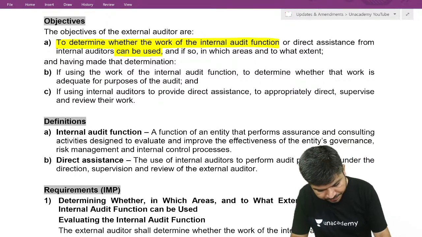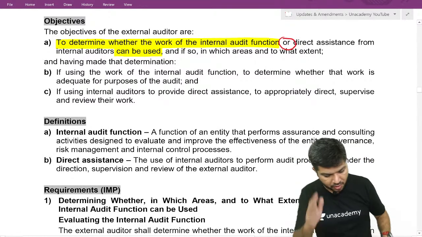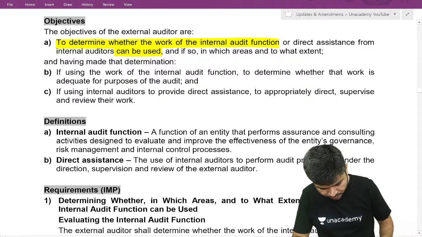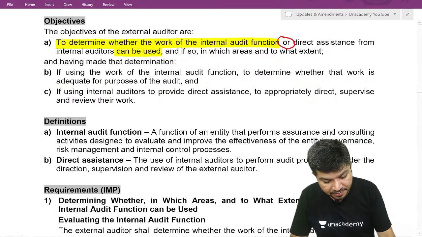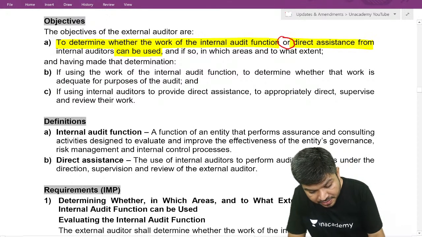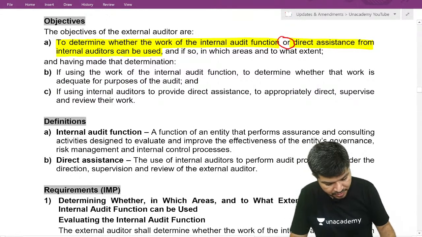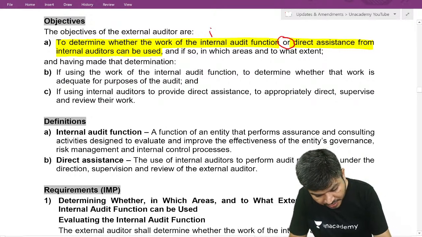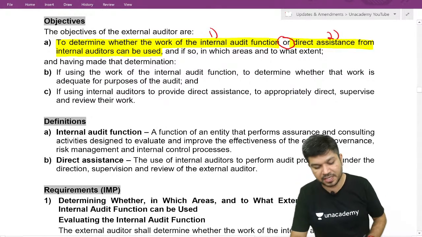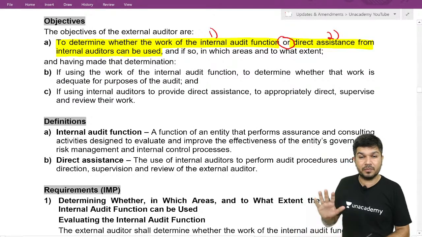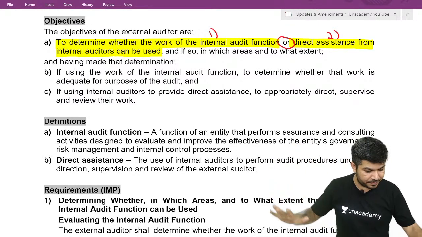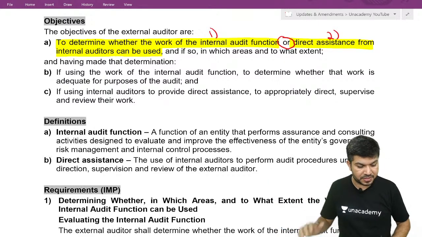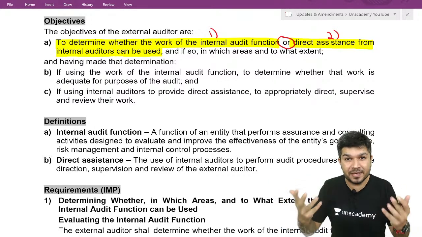Now, to determine whether direct assistance from internal auditors can be used. This is point 1, this is point 2. Two things are there. To determine whether the work of the internal audit function can be used, the work which they have already done. Can I use their work?